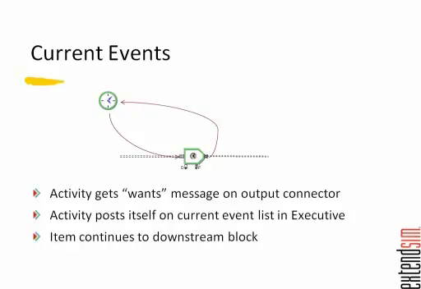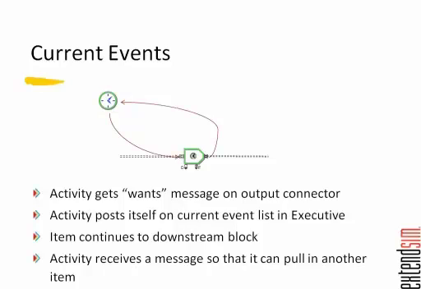So the item is going to continue to a downstream block, and then the activity receives a message. It's a zero-time event, so it can try to pull in another item. Because if it tried to pull in another item in response to the wants message, I'd have two items moving at the same time. And that gets very complicated to deal with from a software standpoint. And it makes it hard to understand what's going on in the simulation model, because the item that started the pull message will be suspended while another item moves into the activity. So let's watch an animation.